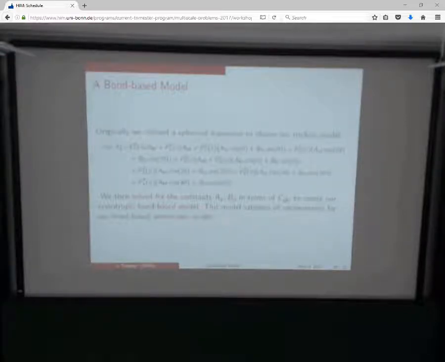So after mostly a lot of trial and error, we came up with this model. And I think for fourth order expansions, this is probably the only one that actually works. And we'll see a better representation of this a little bit later.